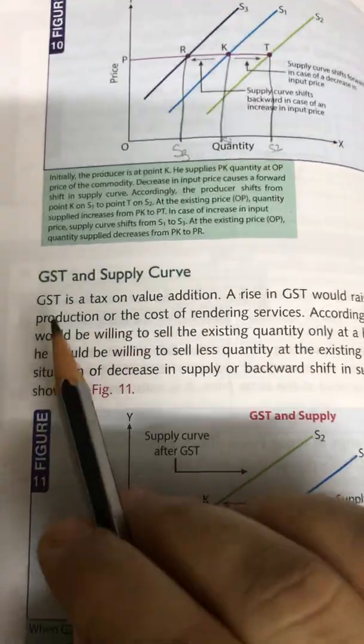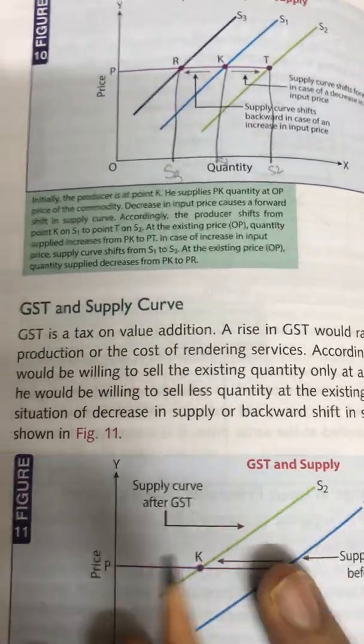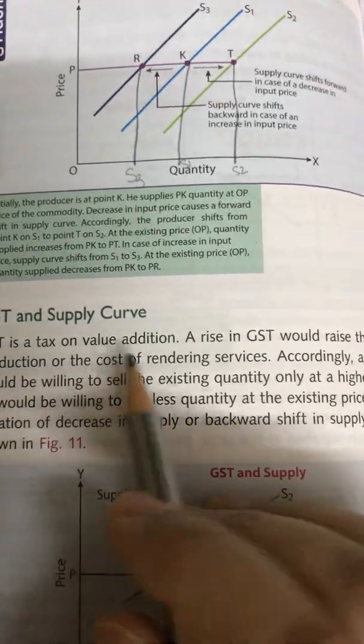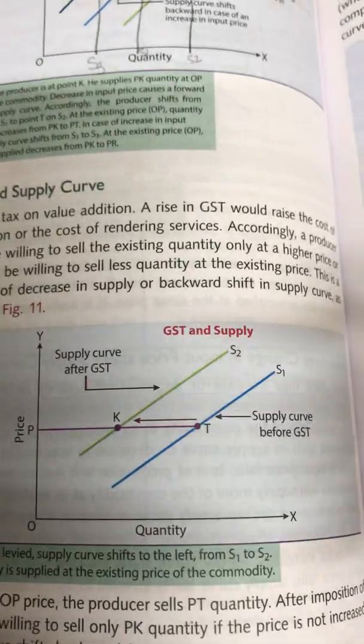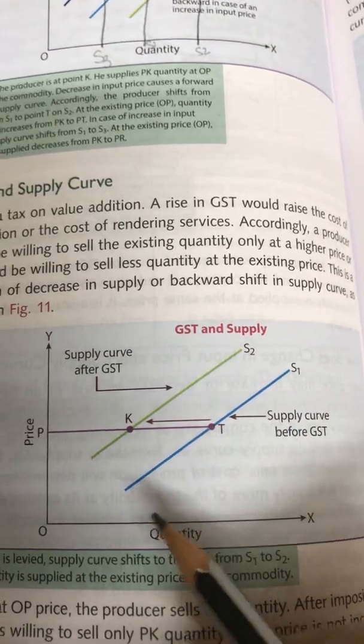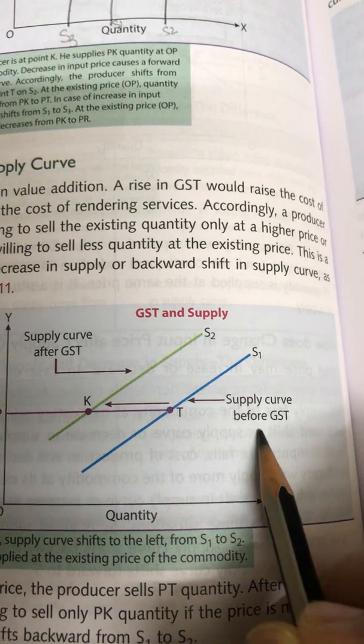Now, coming to GST and the supply curve, children. GST, you all know, is goods and service tax. So GST is tax on value addition. Again, the same thing. As you can see in this diagram, S1 is the original supply curve, the supply curve before GST.